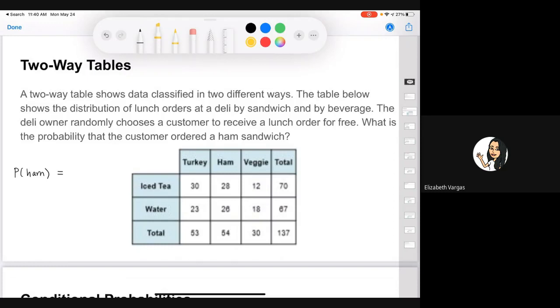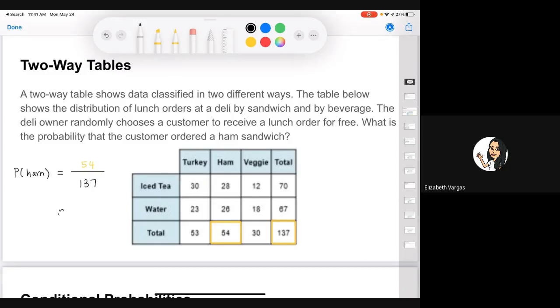So what I want to do is identify the total number of people who have ordered a ham sandwich. That's right here. That says total, right? Total number of people who have ordered a ham sandwich is 54. So I want to put that on the top. And he's basically picking anyone who has ordered lunch, so the complete total amount of people. The total people who have ordered a sandwich and beverages in total altogether is 137 people. So basically, out of 137 people who have ordered lunch that day, he wants to draw someone who has ordered a ham sandwich. So that's what we're calculating here.